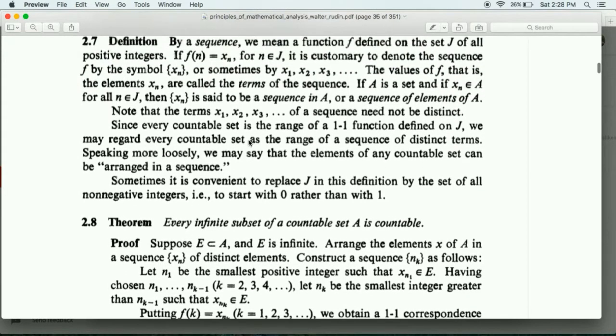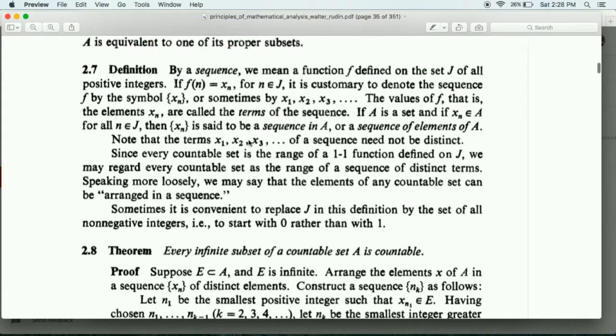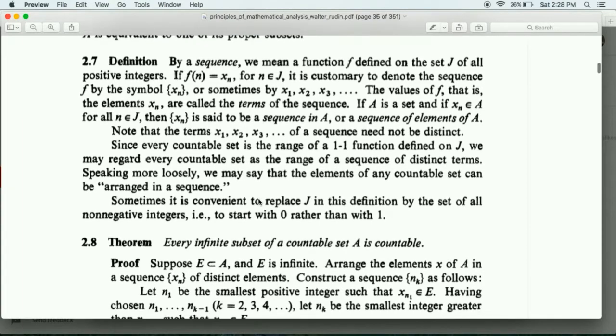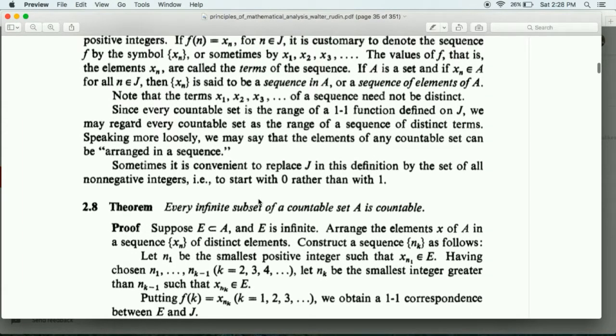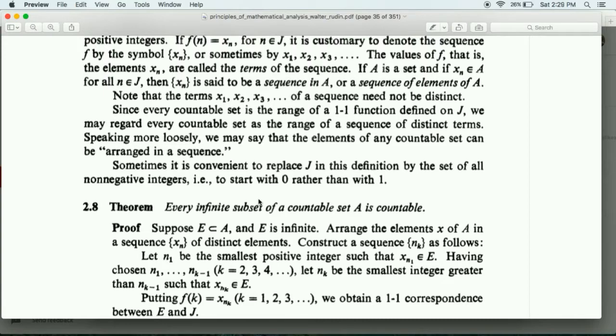Anyhow, now note that a sequence is different from any other set in the sense that it can be a multiset. The images need not be distinct. For example, if I take a constant function, then the sequence consists of just one element of the range. Suppose f of n is c, then the sequence is c, c, c, c, and so on.